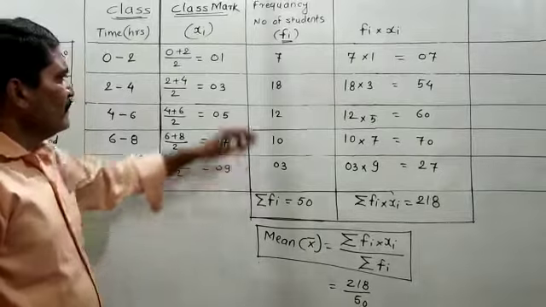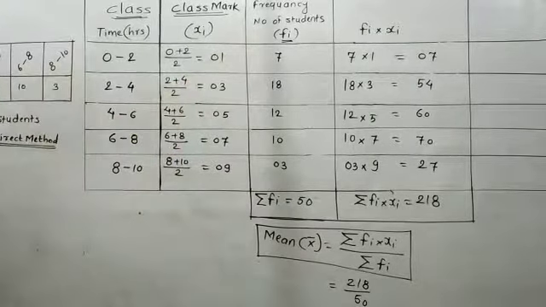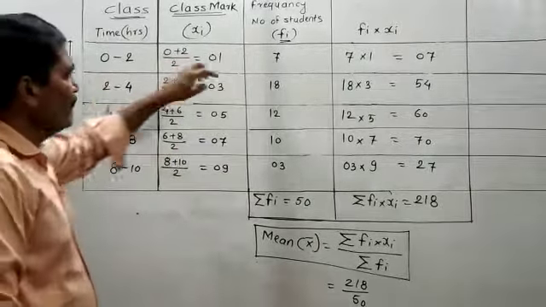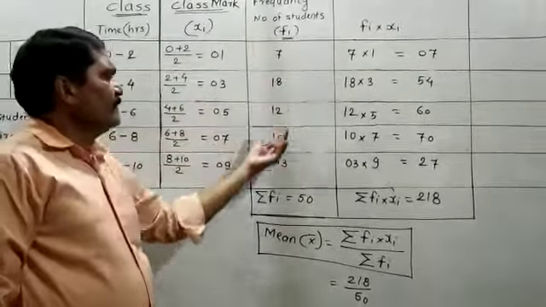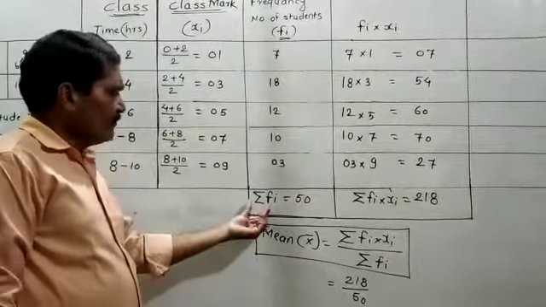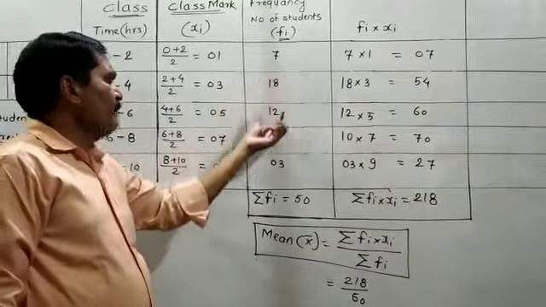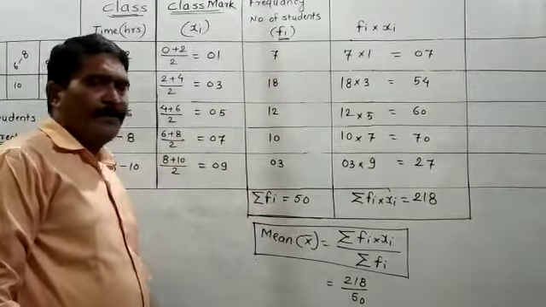So these are the frequencies: 7, 18, 12, 10 and 3. You have to write the frequencies in this column. Then you have to find the sum of the frequencies. 7 plus 18 plus 12 plus 10 plus 3 is equal to 50.